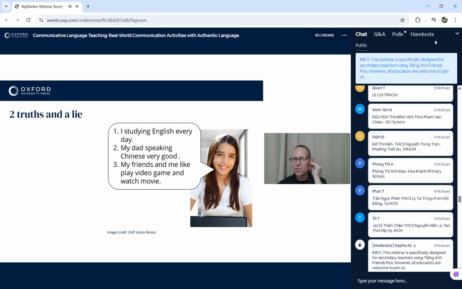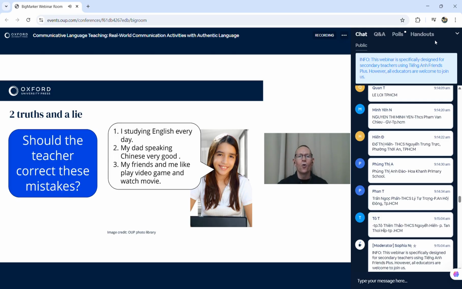So here's my question to you. Should the teacher correct these mistakes? As the teacher is speaking to her partner, should you say, please stop a minute. It's I study English every day, not I studying. What do you think? Or should you stay quiet and not interrupt? Please type yes or no into the chat box. Should you correct these mistakes? Yes or no?